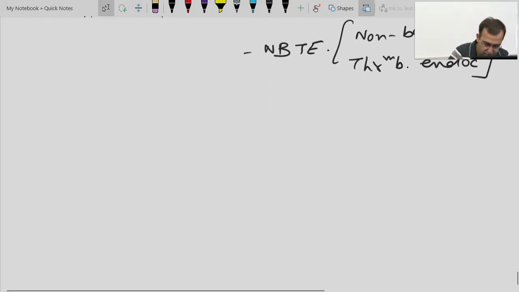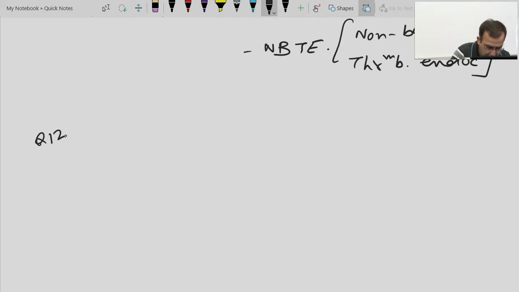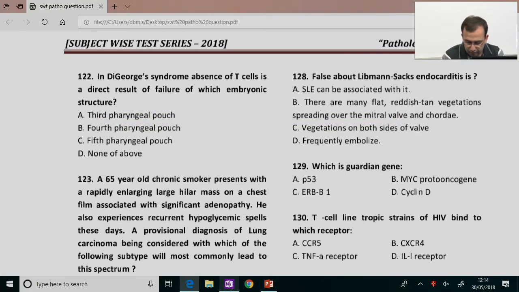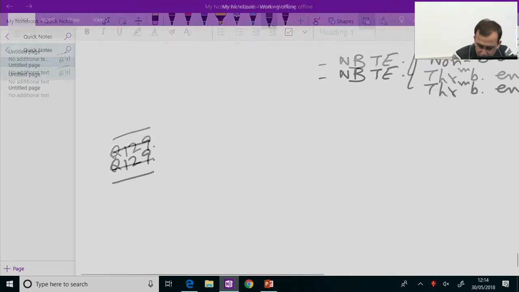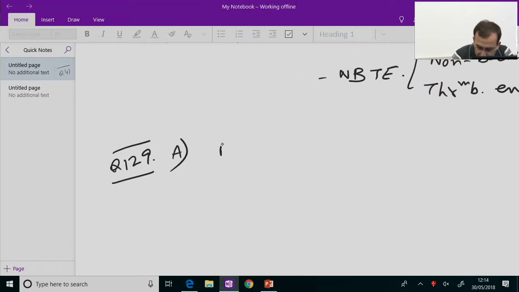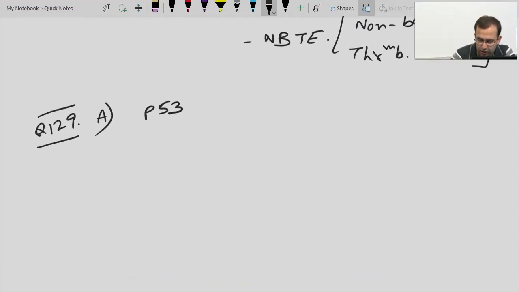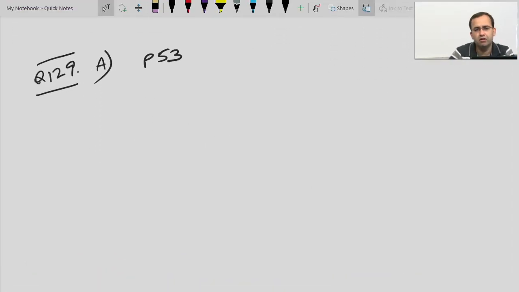Next, this gets us to question number 129, which is the guardian gene. Guardian of the genome, P53. Governor of the genome, RB gene. So easy question, question 129. The answer is A, that is P53. We have already seen this in the extensive discussion.